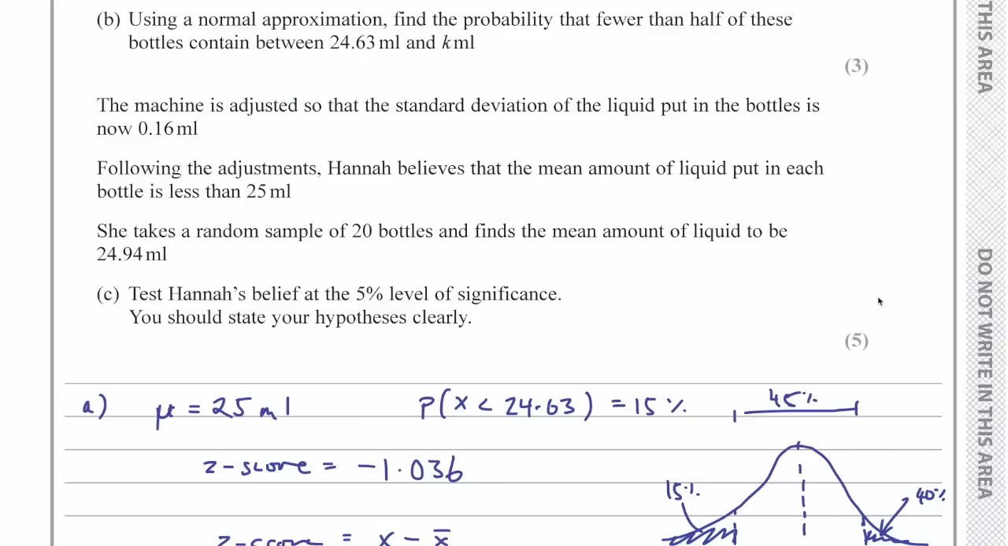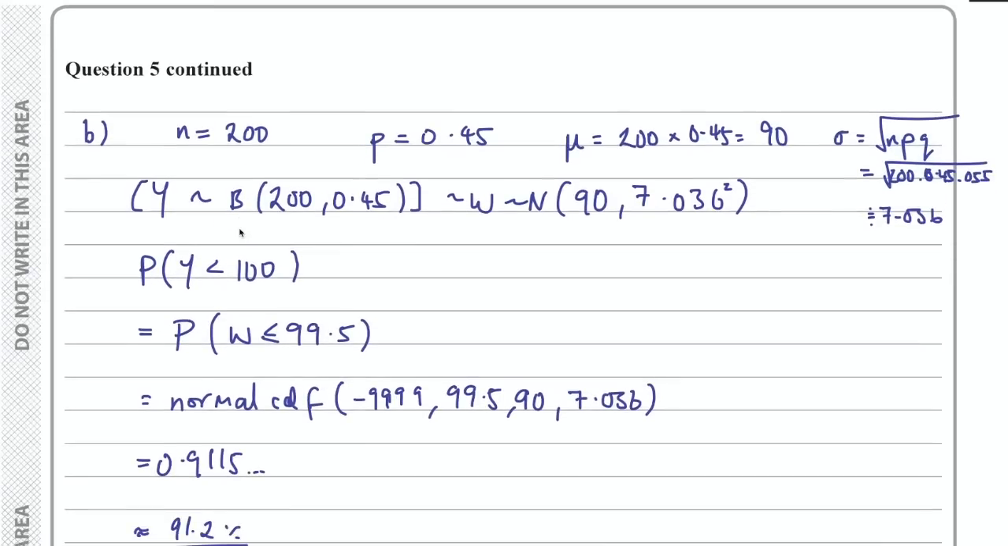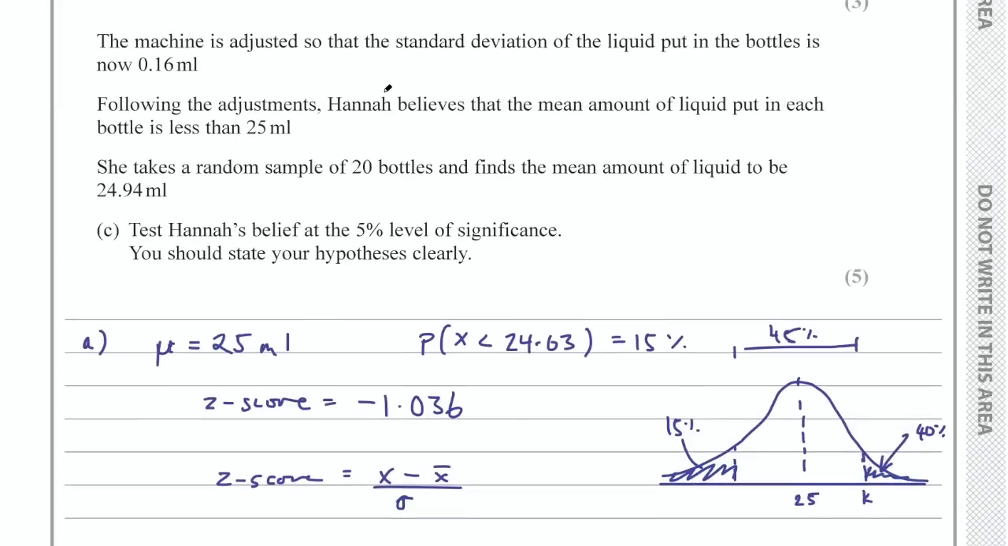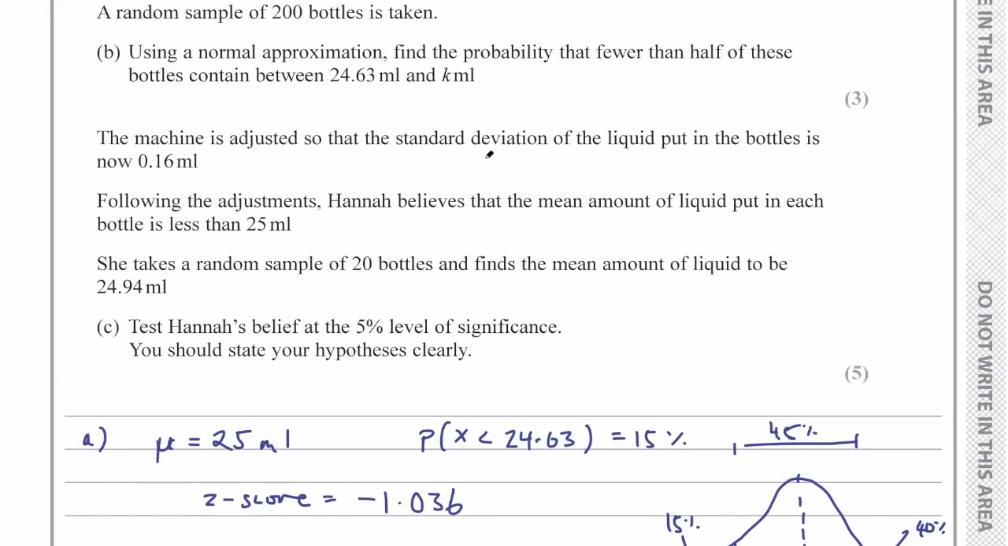For this question, we're looking for a distribution of sample means, and so we're looking at the standard error of the mean. Let's go ahead and set up this hypothesis test. Firstly, they give us the standard deviation of 0.16. Let's just double check the stats again. They say the standard deviation is now 0.16 milliliters, and the sample mean that Hannah got was 24.94, and we're testing how likely that is given that the mean is 25 milliliters.